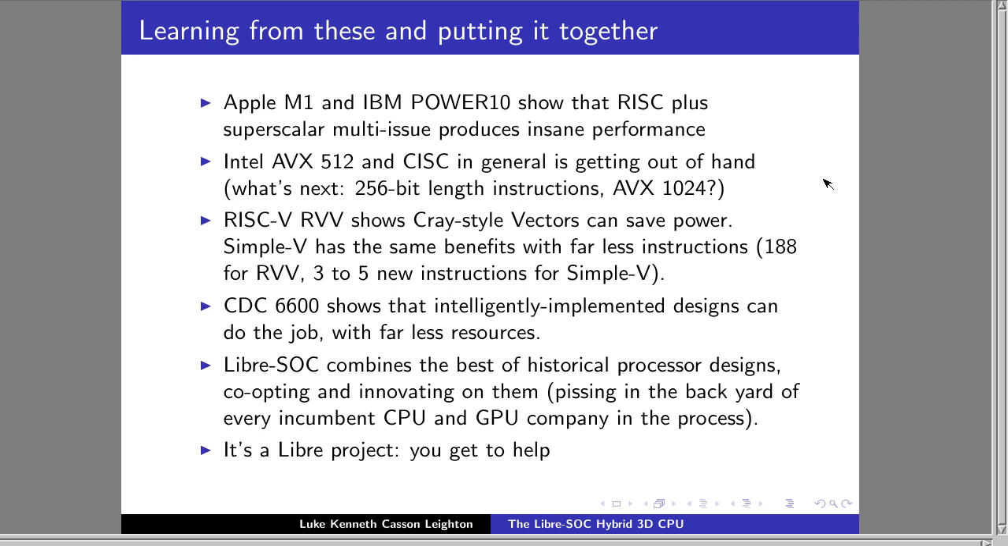Intel AVX 512 and CISC in general is getting out of hand. Your next thing is going to be that they'll have to add 256-bit length instructions, and they'll have to add AVX 1024.